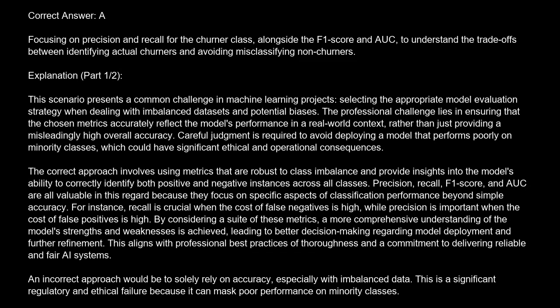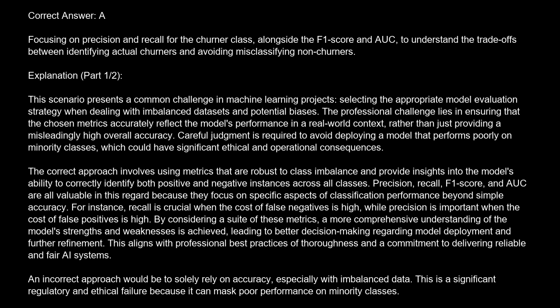The correct answer is A. Focusing on precision and recall for the churner class, alongside the F1 score and AUC, to understand the trade-offs between identifying actual churners and avoiding misclassifying non-churners. Explanation. This scenario presents a common challenge in machine learning projects, selecting the appropriate model evaluation strategy when dealing with imbalanced datasets and potential biases. The professional challenge lies in ensuring that the chosen metrics accurately reflect the model's performance in a real-world context, rather than just providing a misleadingly high overall accuracy.